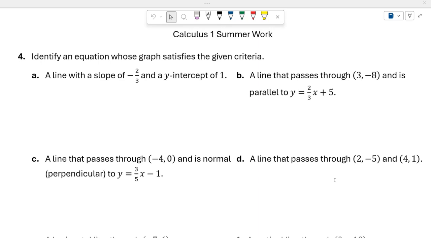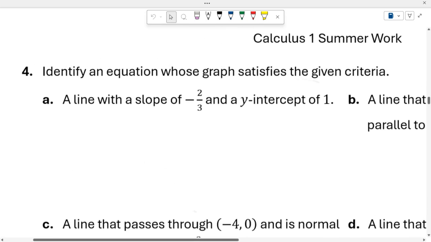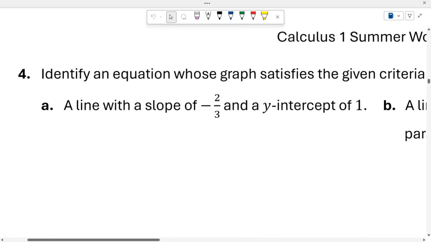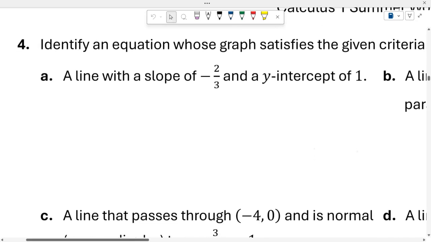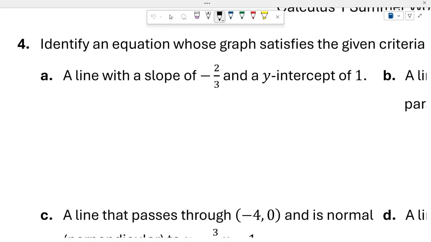In this video, we're going to be taking a look at question number 4. So for question number 4, the directions say, identify an equation whose graph satisfies the given criteria. All right, so 4a. 4a is talking about a line that has a slope of -2/3 and a y-intercept of 1.